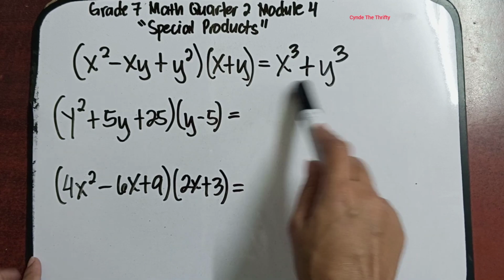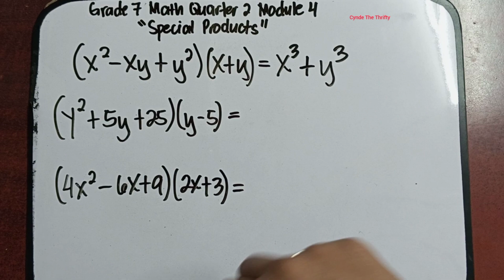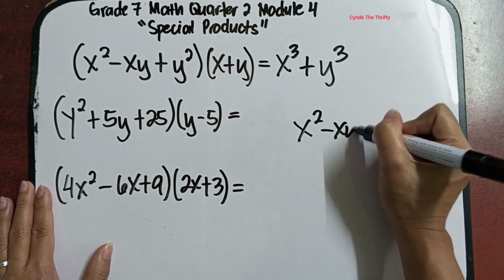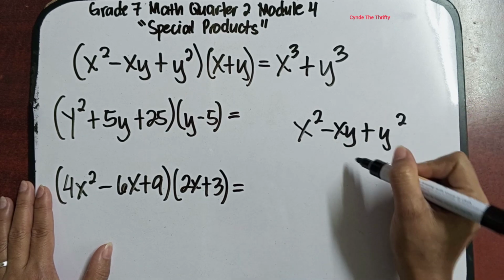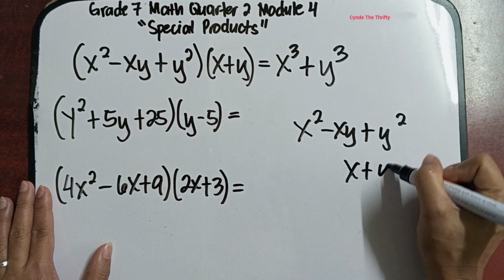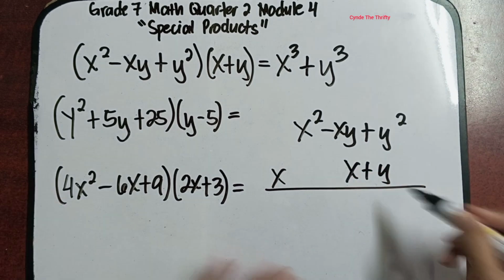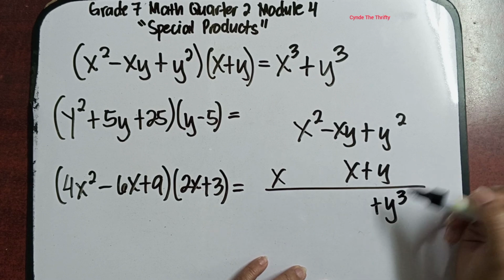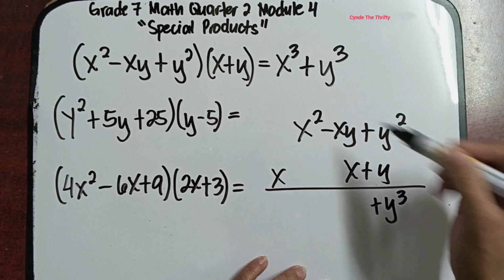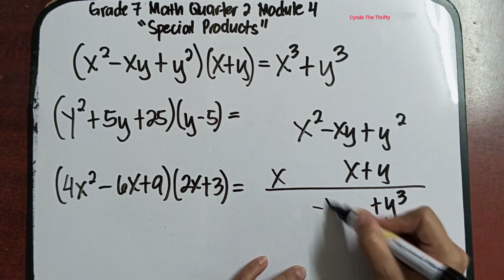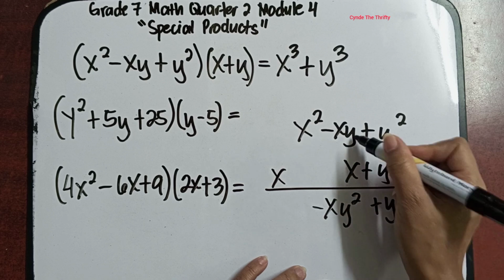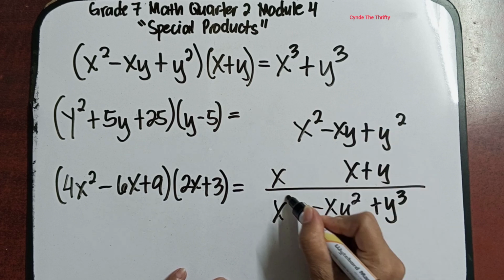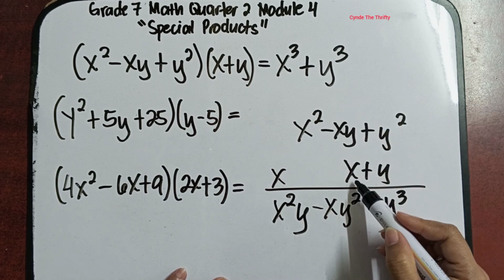Pero paano ba natin ito kinuha? Ipapakita ko sa inyo kung paano natin siya kinuha gamit ang long method of multiplication. So x squared minus xy plus y squared. I-multiply natin siya sa x plus y. Okay, so multiply natin. Y times y squared is equal to y cubed. And then, add, kasi puro sila positive. Y times negative xy is equal to negative xy squared. Kasi dalawang y na tayo. And then, y times x squared is equal to x squared y. Okay, dito naman tayo sa first term.